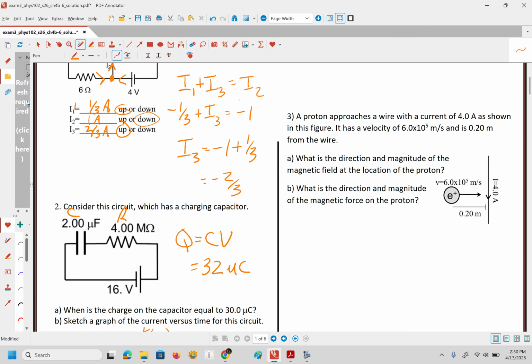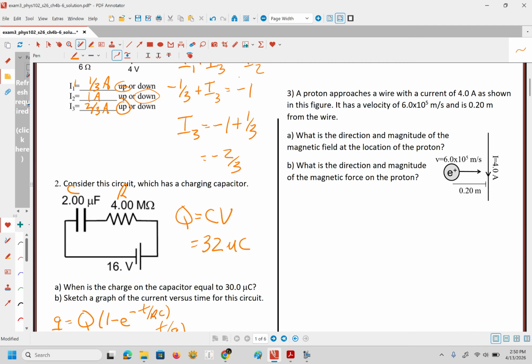All right, a proton approaches a wire with a current of 4 amps. In this figure, there's its velocity and the distance r from the wire. What is the direction of the magnetic field at the location of the proton? So for part A, let's first find the direction. So to find the direction, I use my right-hand rule. I find that it's into the page on this side, which is what I want to know.